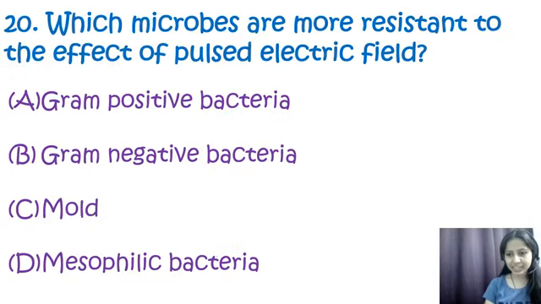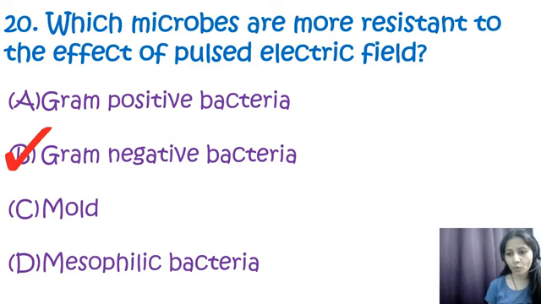So question number 20, that is which microbes are more resistant to the effect of pulsed electric field? So options are gram-positive bacteria, gram-negative bacteria, molds, or mesophilic bacteria. So over here the correct option is B, that is gram-negative bacteria. So gram-negative bacteria, mainly the Pseudomonas aeruginosa. So this is the bacteria which is more resistant to the effect of pulsed electric field.